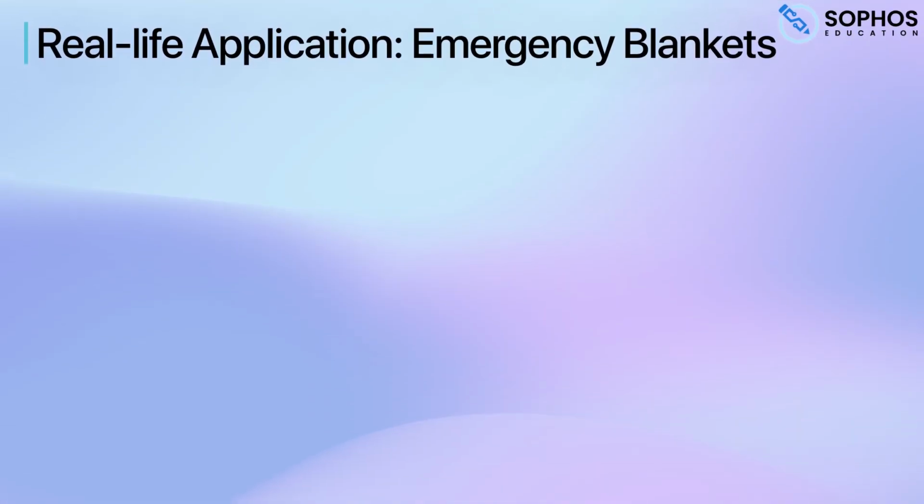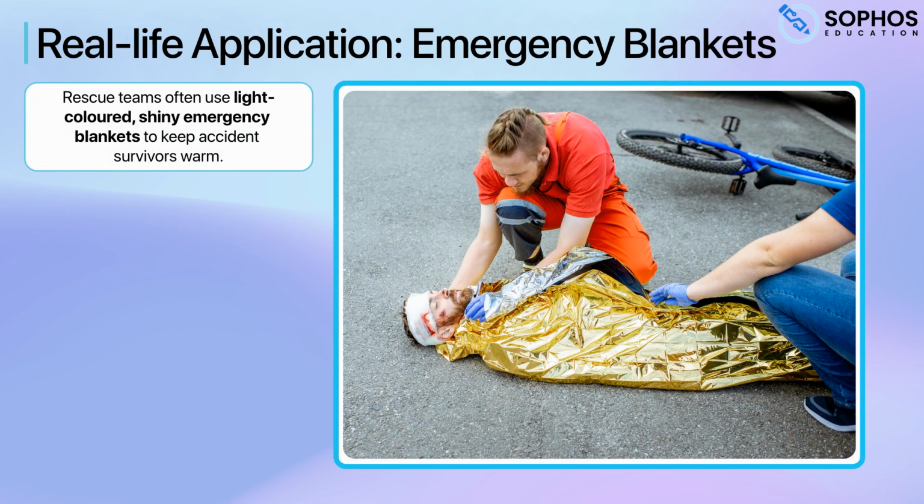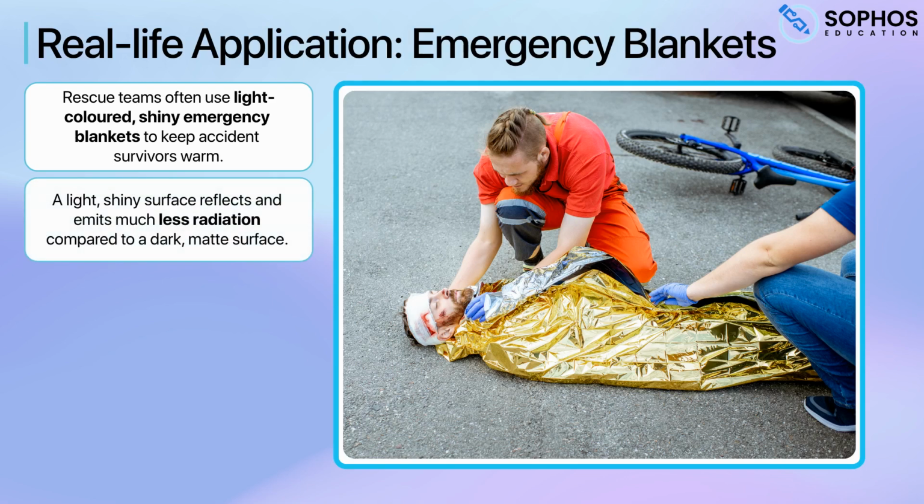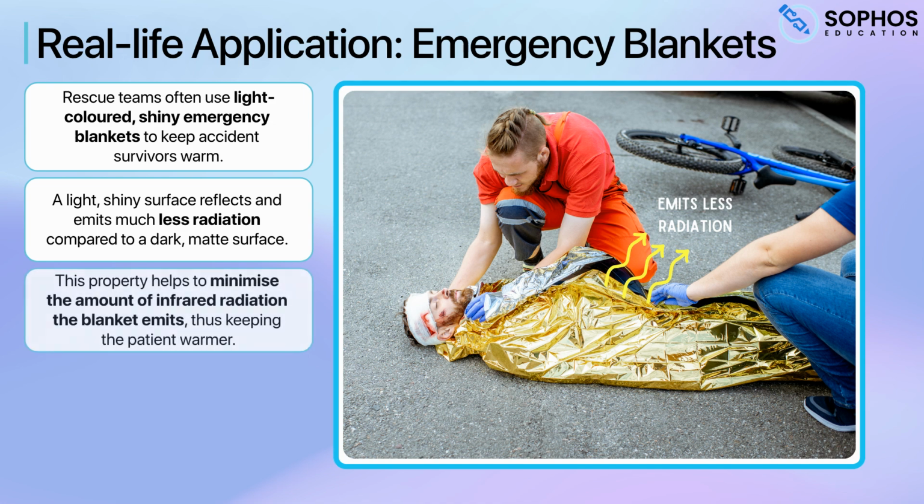This concept extends beyond theoretical scenarios and finds practical use in real-life applications, such as emergency blankets. Rescue teams often use light-coloured, shiny emergency blankets to keep accident survivors warm. A light, shiny surface reflects and emits much less radiation compared to a dark, matte surface. This property helps to minimize the amount of infrared radiation the blanket emits, thus keeping the patient warmer.